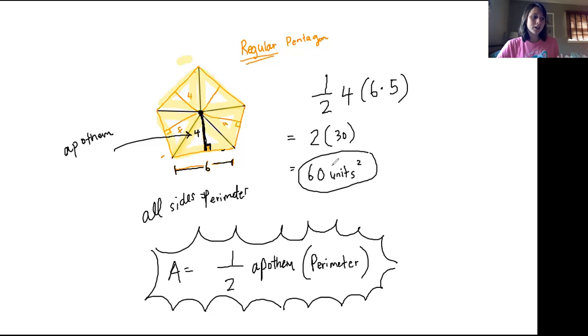Now, if you feel like it's more concrete in your brain, where you feel like when you split it up, it makes more sense, go ahead and do that. That's fine. But if you just remember 1/2 times the apothem times the perimeter for finding the area of a regular polygon, then you can just do it all in one go rather than do two equations.